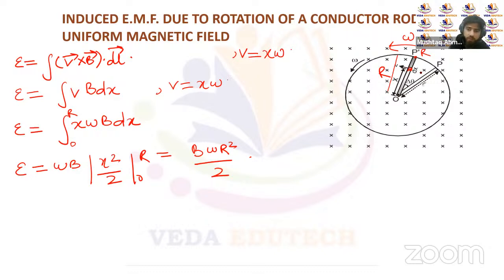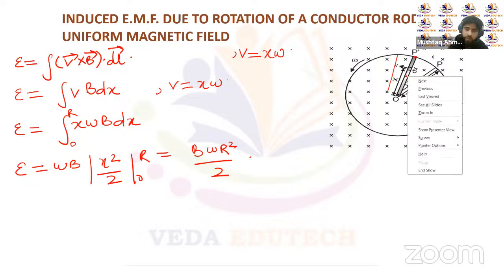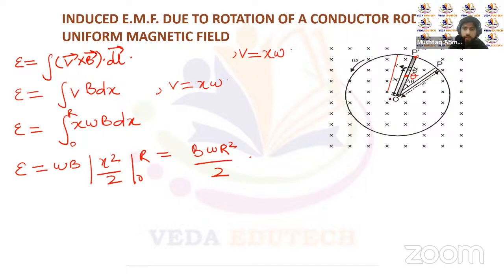Now, suppose we have to calculate the potential difference or the EMF between the midpoint of this rod and this end. Let's suppose Q is the midpoint of this rod and P is the end of this rod. So between the midpoint and P, we have to calculate the EMF. What we can do is just change the limit, right? We have to integrate it now from Q to P only, to calculate the potential difference between the points Q and P.